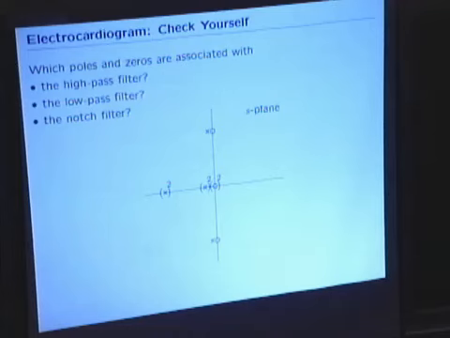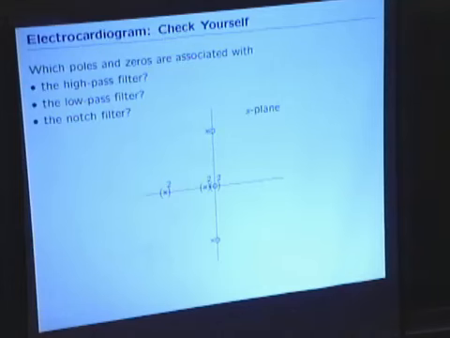There's a zero. So the zero on the j omega axis means there's a frequency that it completely wipes out. Why do I need to have this stupid pole here? Can't I just put the zero there? Yeah. Bring it back up.